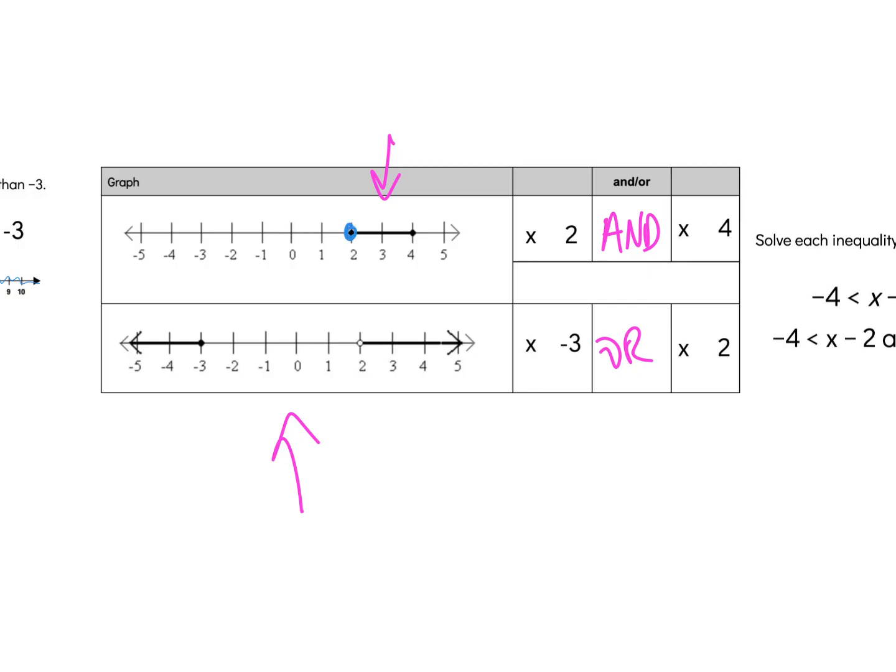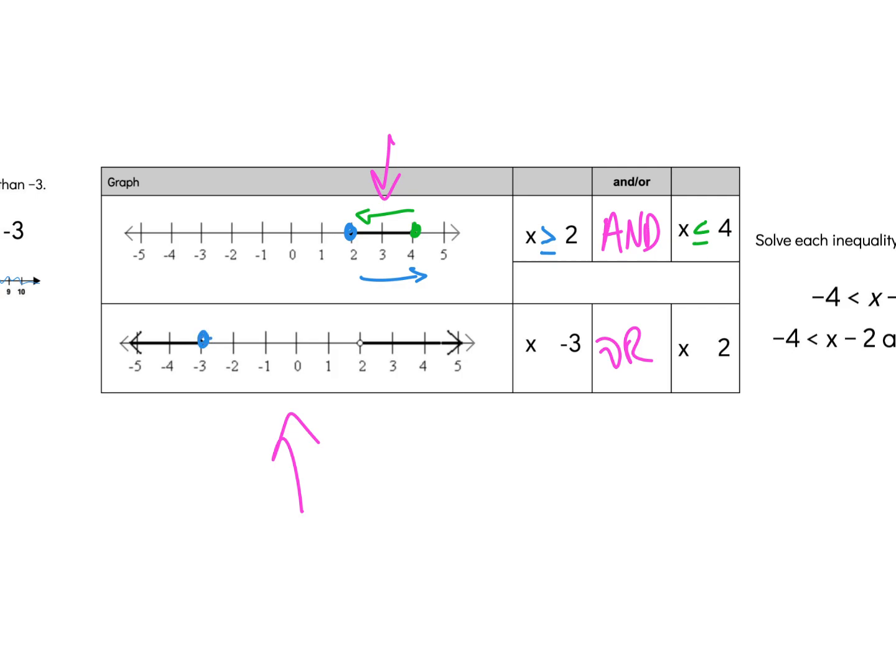Looks like we have a filled in dot on negative 2, and then all the numbers that are bigger. So x is going to be bigger than or equal to negative 2. And looks like we have a filled in dot on 4, and then all the numbers that are less than that. So x is less than or equal to 4. All right, sounds easy enough. Let's check out the next one.